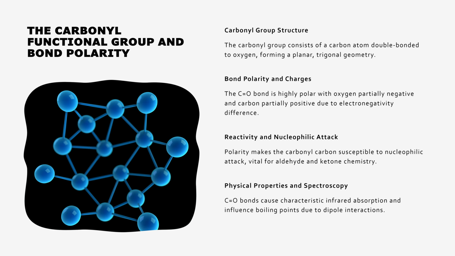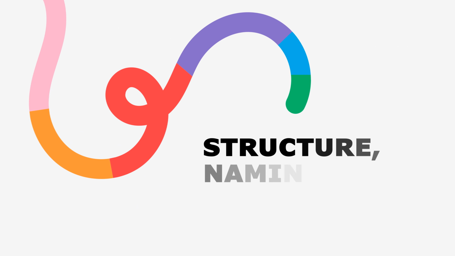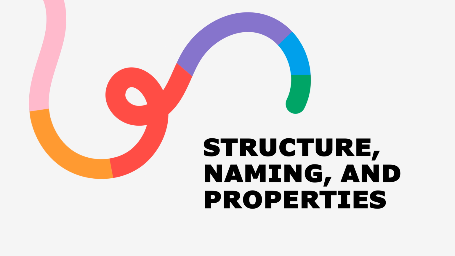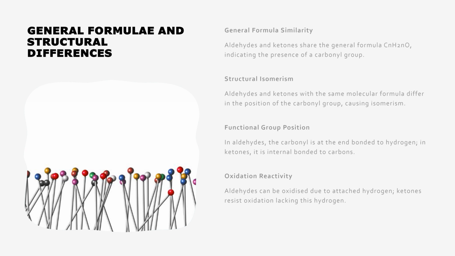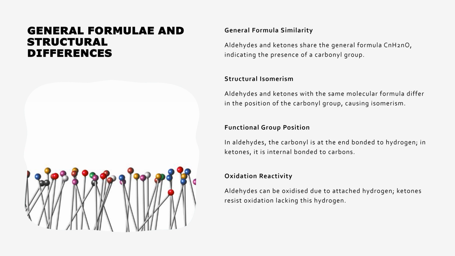δ+. General formulae and structural differences, IUPAC naming rules for aldehydes and ketones. Aldehydes and ketones share the same general formula, CnH2nO, which reflects the presence of a carbonyl group and the absence of additional functional groups. Despite having the same general formula, structural isomerism is common, particularly between aldehydes and ketones with the same molecular formula, such as propanal and propanone.